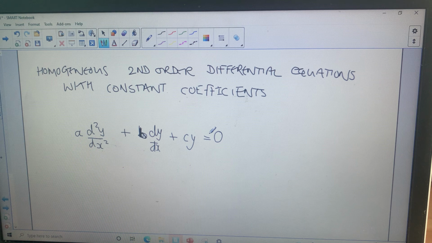Now, to be able to solve this, we are going to create something called an auxiliary equation. An auxiliary equation is just like the helper, it's what's going to help, like its partner. And we use lambda for this. The auxiliary equation for this is literally a lambda squared plus b lambda plus c equals 0. And we're going to solve this.